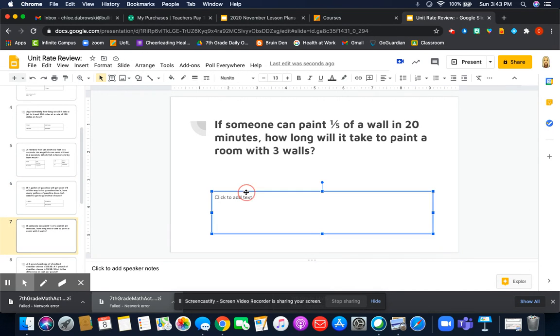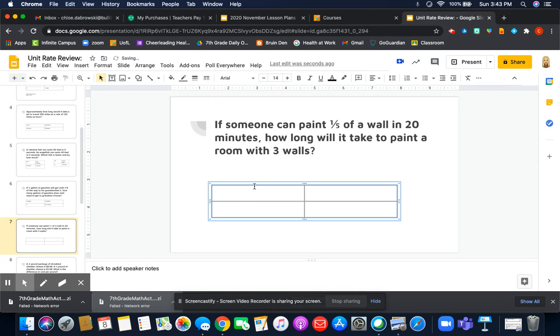All right, next question. If someone can paint 1/5 of a wall in 20 minutes, how long does it take to paint a room with 3 walls? So if we think of this room, it's just going to be a triangle, but there's actually 2 parts we need to do for this question. Because if I take this as normal and go, okay, I'm going to do 3 walls in 1/5 in 20 minutes. So if I have 3 walls, 1/5 of a wall takes 20 minutes. I'm looking for how many minutes?